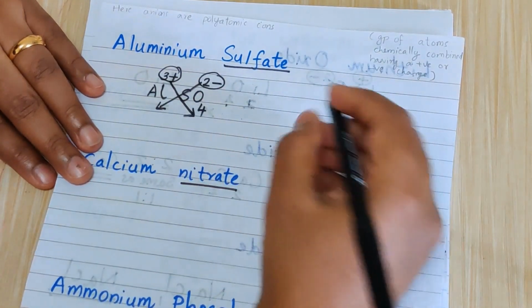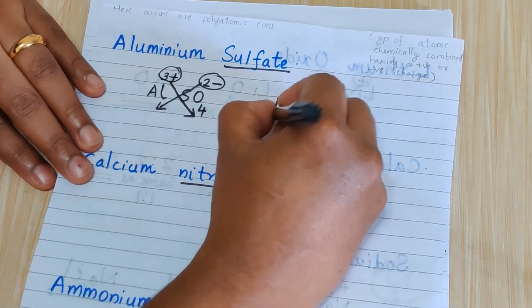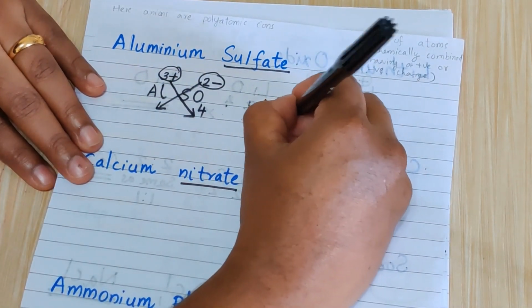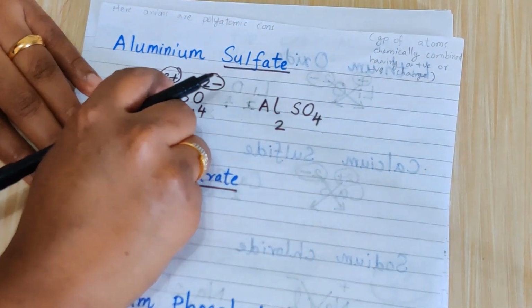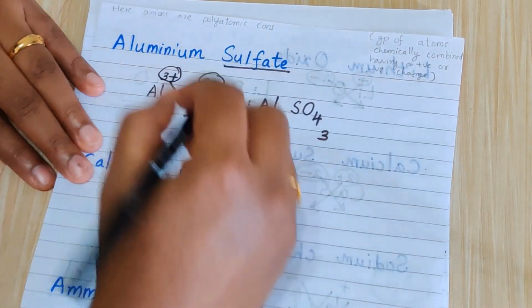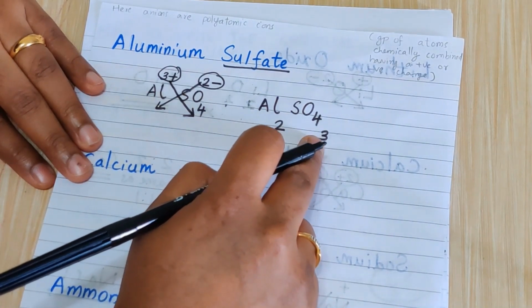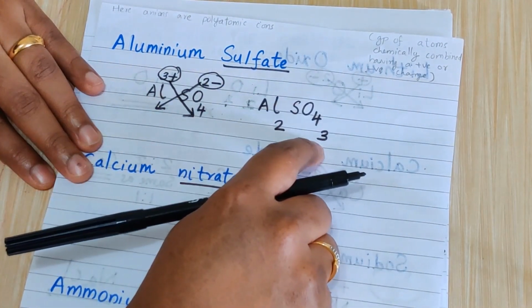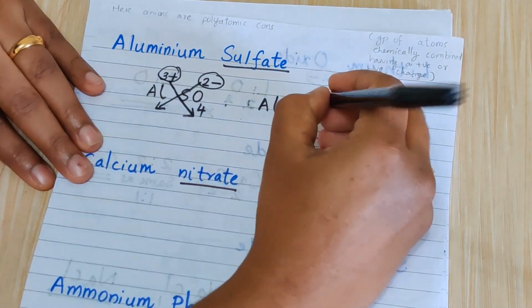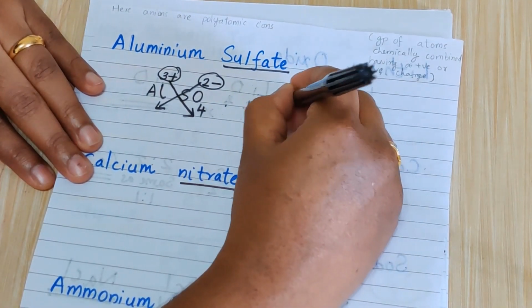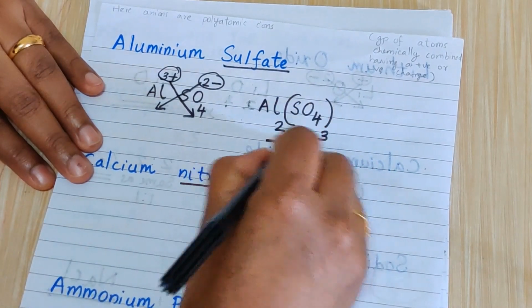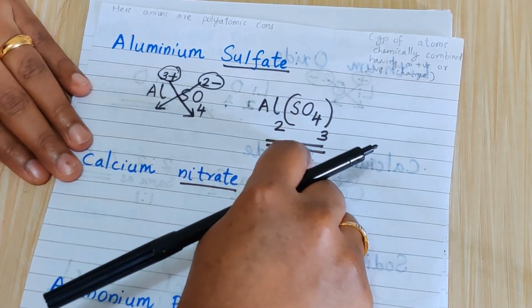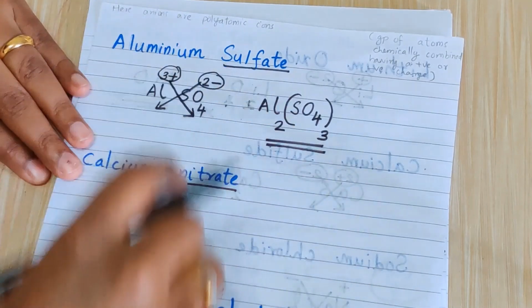Now how do we write the structure? Aluminium now carries 2 and sulfate SO4 carries the charge 3. Here if we write the structure like this, it is wrong. Why? Because if more than 1 is the valency, we have to put the polyatomic ion in the bracket. So this is the correct structure, sorry, correct formula of aluminium sulfate.